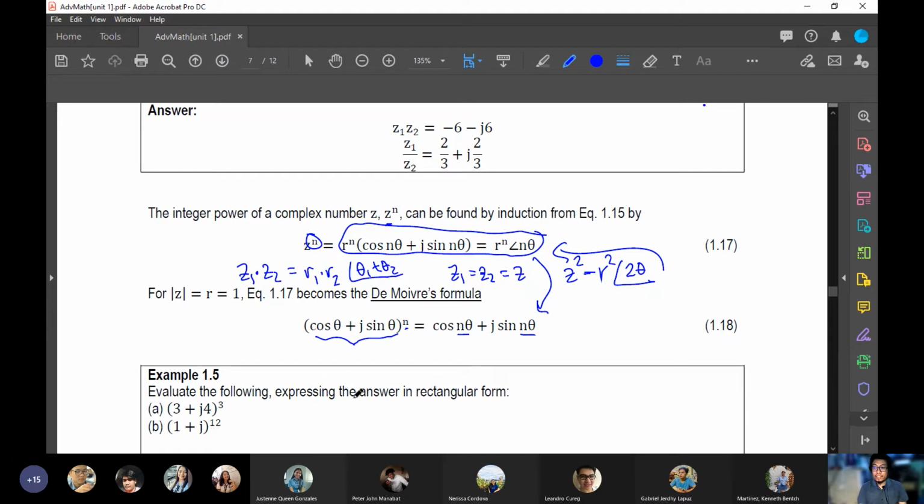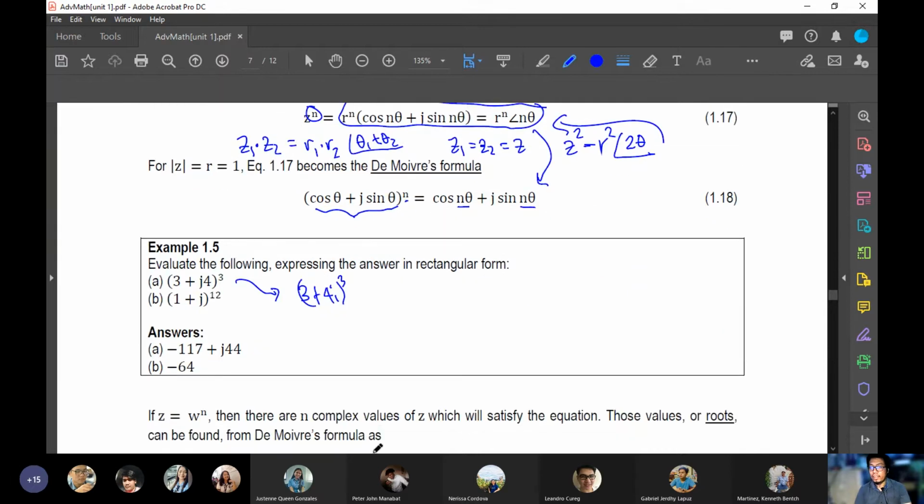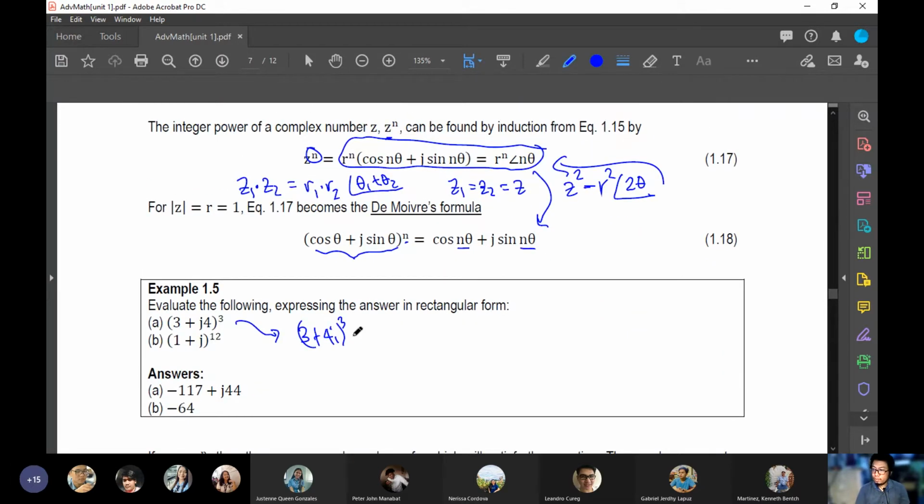Okay, let's try to have something like this: (3 + j4) or (3 + 4i) cubed. Let us first convert this to polar form. I mean, just this 3 + 4i, let us convert this to polar form. So what is this number in polar form?